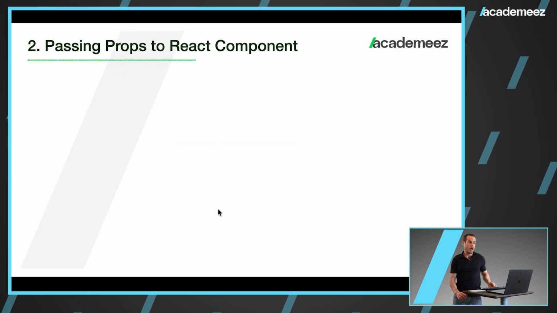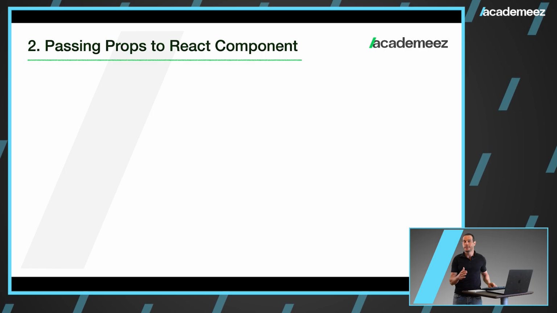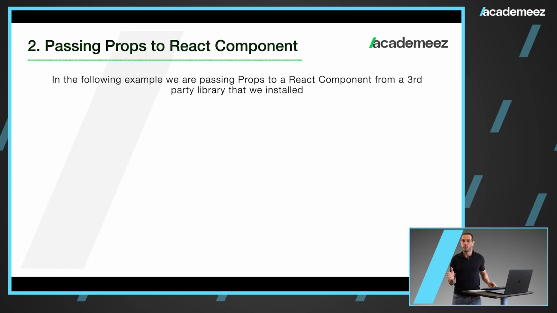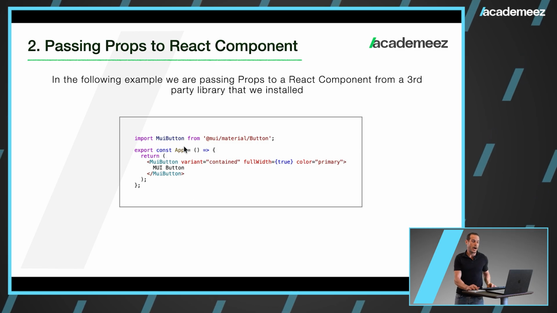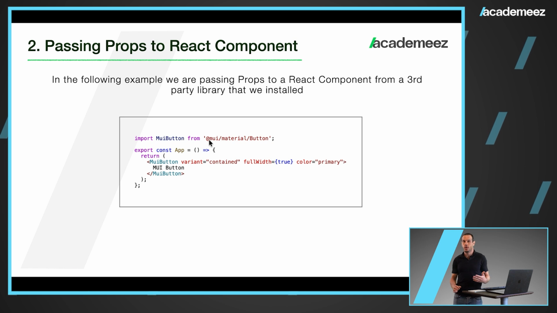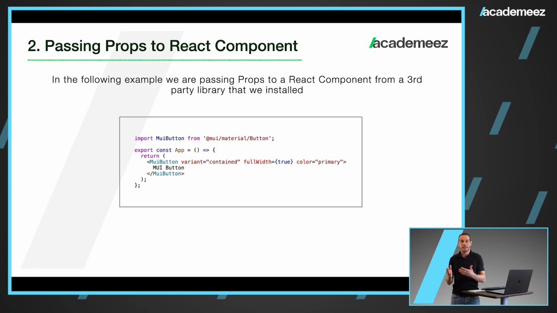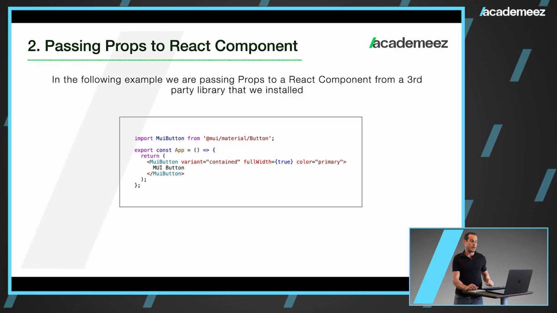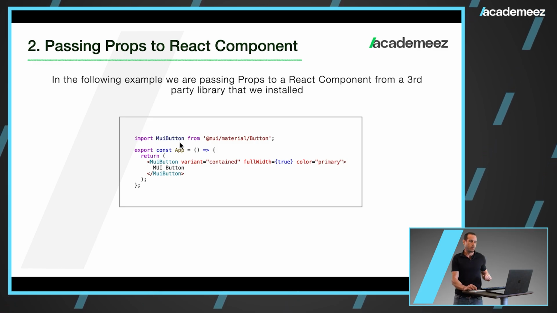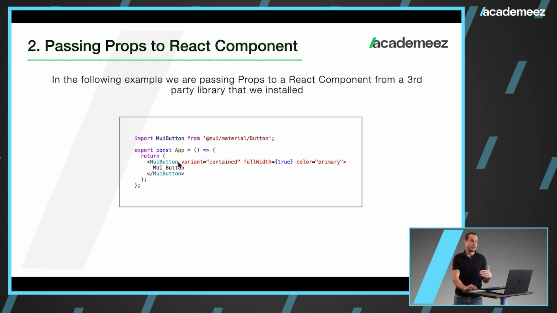Another example of passing props is passing props to a React component, but this time you did not create that React component. Rather, it's a third-party component. Like in this example, we are using MUI. I'm importing a component from MUI Material, which is a very popular component library. It contains different Material Design components like button, text field, and checkboxes. Those have designs and look good. So I'm importing one of their components, a button component, and then I can pass different props to that component.